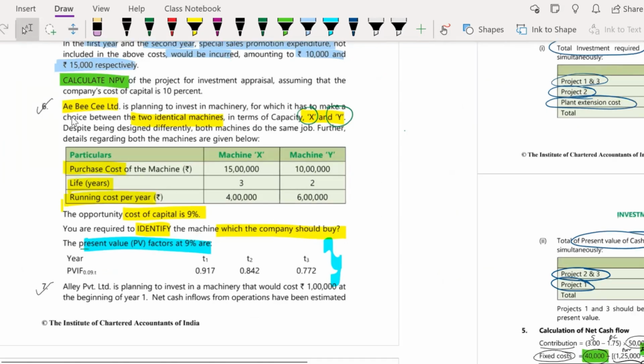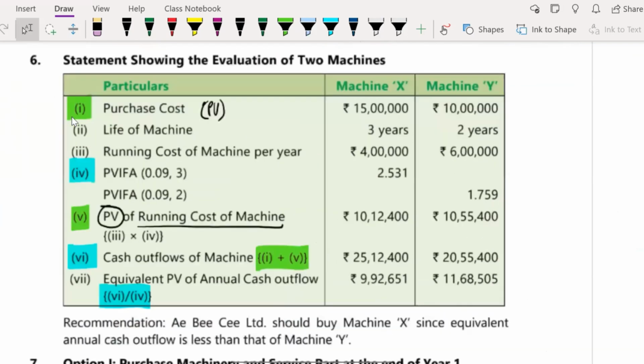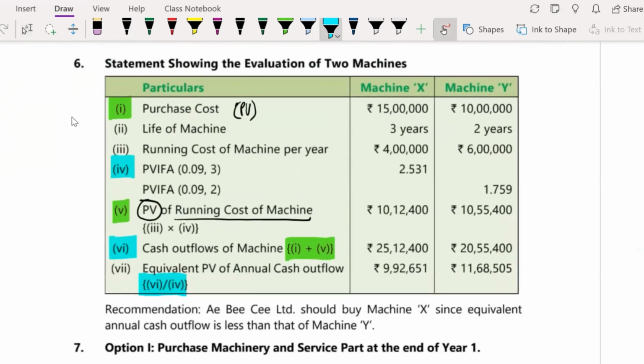Very simple question. Okay, so here if you see, statement showing both the machines. Okay, statement showing two machines. So here, as you know, the purchase cost of machine X is 15 lakh, purchase cost of machine Y is 10 lakh. Life of machine X is 3 years and machine Y is 2 years. Here one concept should strike you. Here there is an unequal life, but you have to compare two projects.